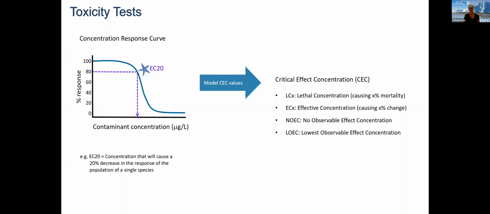In toxicity tests, we'll therefore expose a population of organisms to a range of concentrations of the contaminant and look at their response. This response may be in terms of reproductive output, germination for plants, or survival, for example. From this, we then fit a concentration response curve and derive what are known as critical effect concentrations, or CECs, which are predicted to affect a certain proportion of that population. Some of the main CECs that we use are listed on the right-hand side here. This example plot shows the modelling of an EC20, which is a concentration that is predicted to cause a 20% decrease in the response of the population relative to the control.